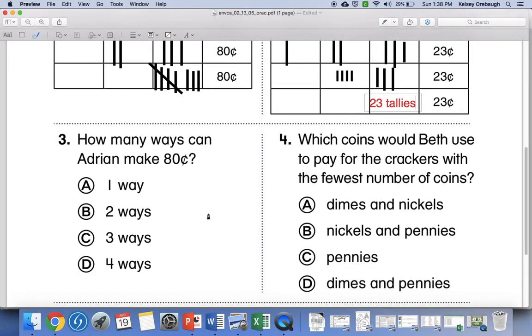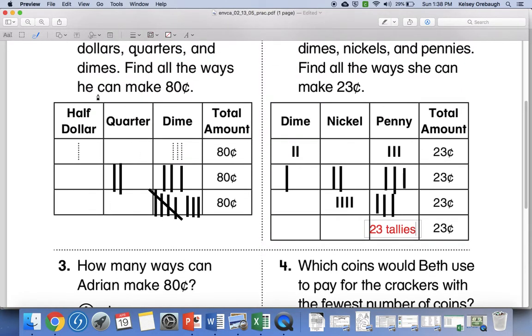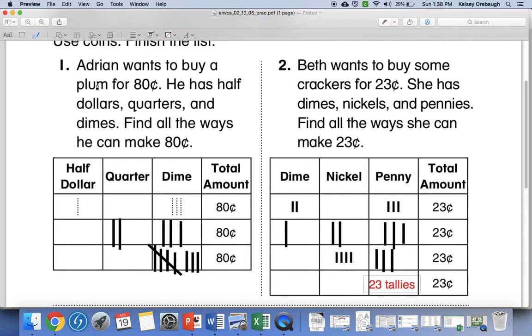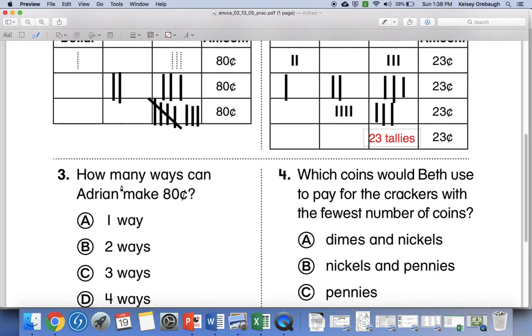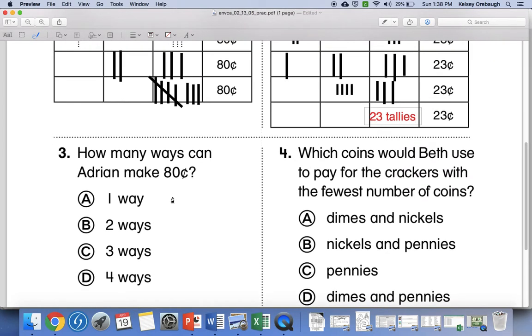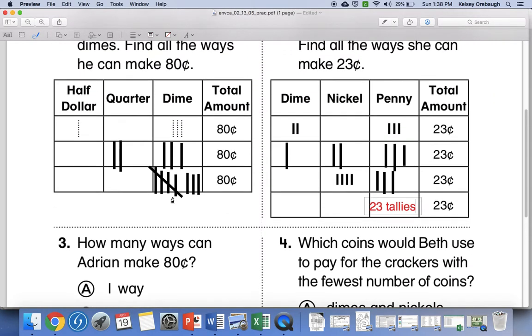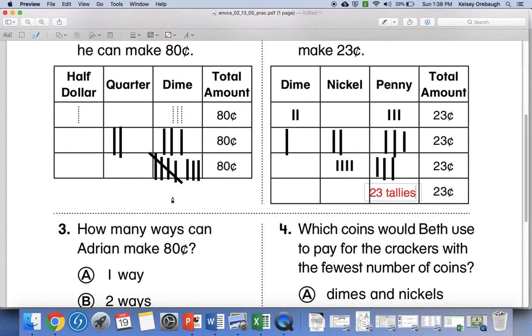All right. Number 3 goes back to the Adrian problem when he wanted to buy a plum for 80 cents. How many ways can Adrian make 80 cents? The way to figure this out is look at your rows. How many different ways did he make 80 cents using these coin combinations? 1 way, 2 ways, 3 ways.